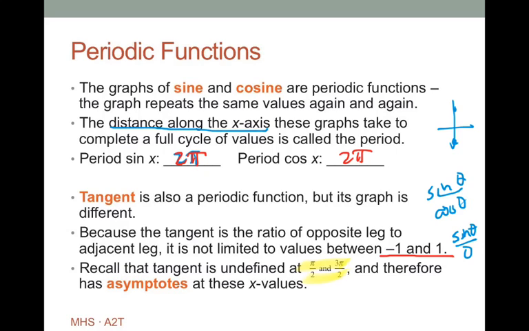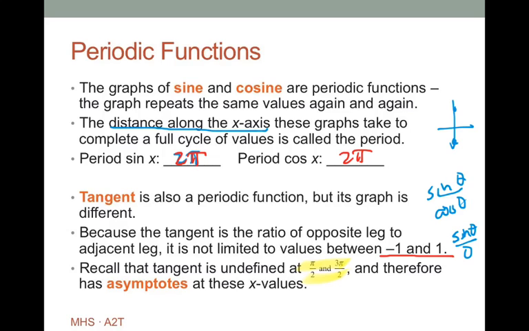Okay? Now, the tangent function. This is a weird one. Okay, this is going to look totally different. It is also a periodic function. It has a different graph. Because the tangent ratio is the ratio of the opposite leg to the adjacent, it's not limited to -1 and 1. In fact, it can go up to infinity and to minus infinity. Right? So we'll see what the graph looks like in a second.